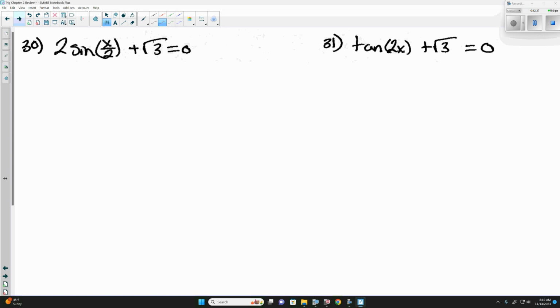32, sine of x over 2 plus the square root of 3. Since we don't have multiple terms, get it equal to 0. Or not equal to 0. Get sine by itself.